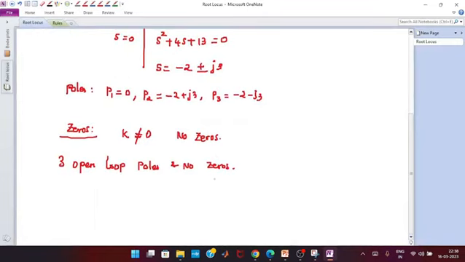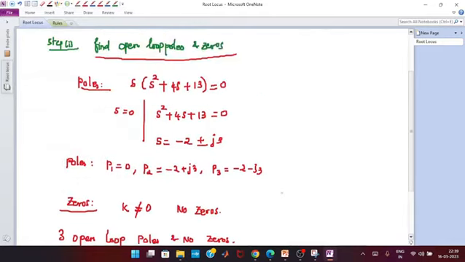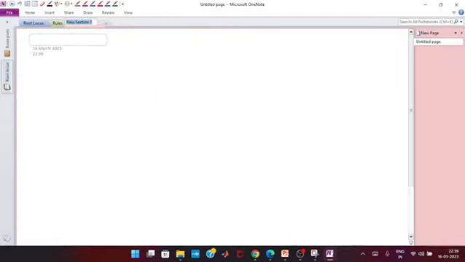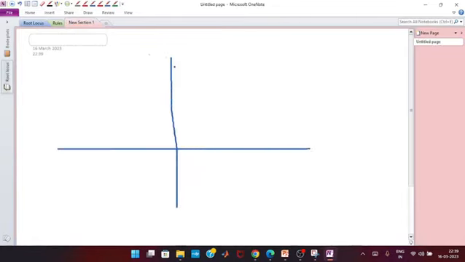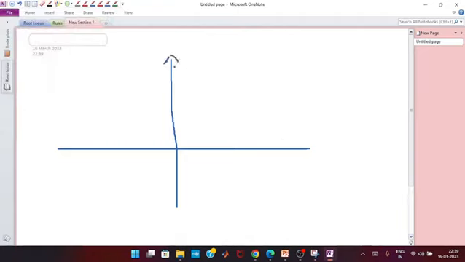Now before that, let me draw a simple diagram. Let me draw it in the s plane. For the sake of convenience, let me take one more thing. So here, this is our s plane. You can use a scale and pencil and everything, but as of now, let me use this. Okay, fine. Now let me extend it.